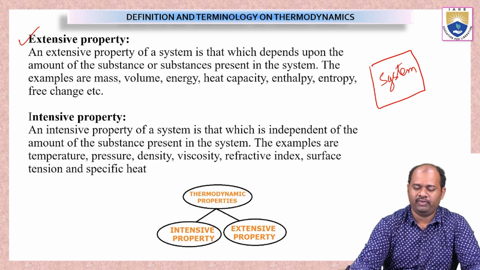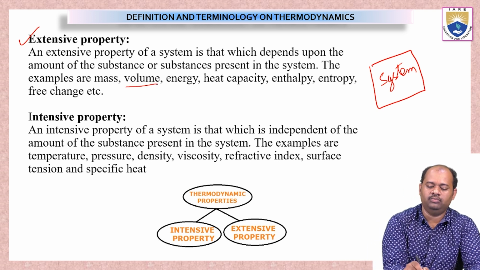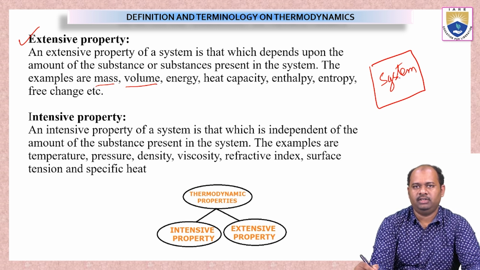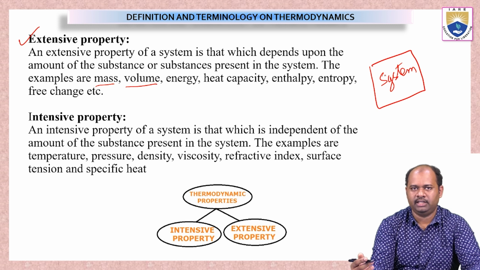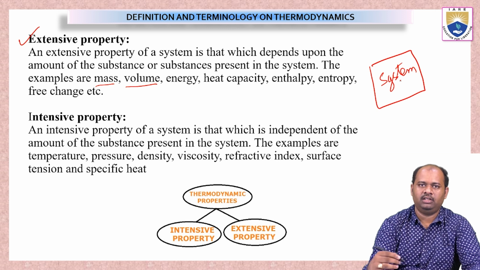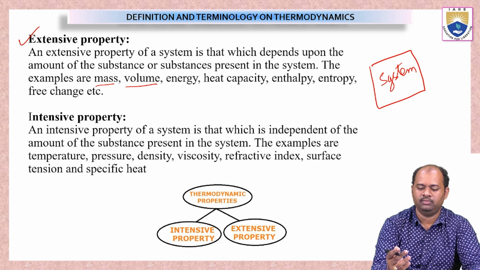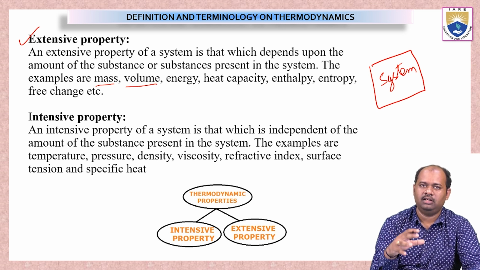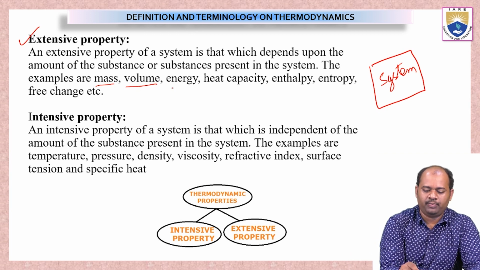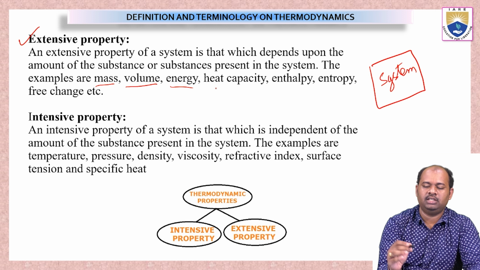We can take the example of extensive properties like volume or mass. Suppose I have taken a system, it contains some mass of air inside it. So the mass, volume or energy will directly depend on the substance present inside the system. The volume depends on the mass, and the energy of the system depends on the mass of the contents inside the system. So these are the extensive properties which depend on the substance present in the system.